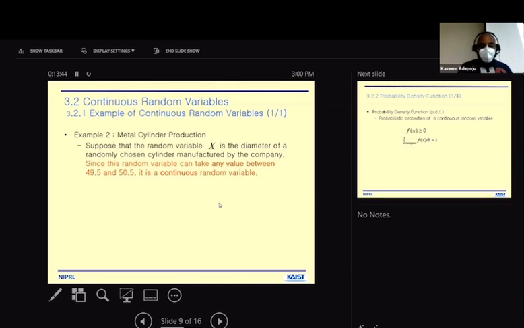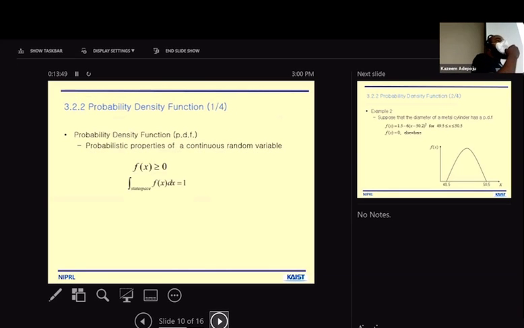Now, let's study the properties of a continuous random variable. The other time, under the discrete, we called the probability distribution the probability mass function. But for continuous, we call it the probability density function, because in the continuous case, we're looking at the total area under a curve. Now, f of x greater than or equal to 0 means the probability has to be greater than or equal to 0. I think you know that.